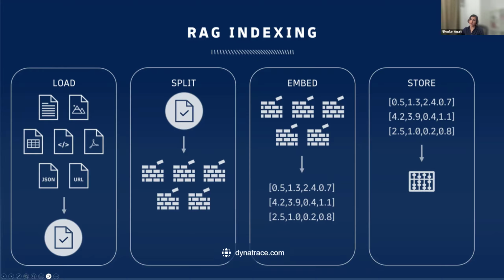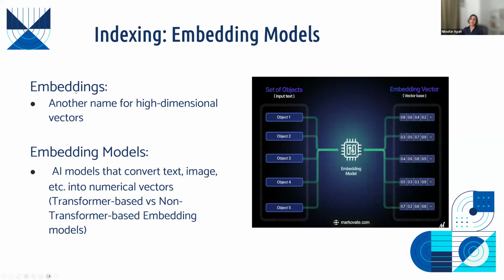Let's go into more detail about embedding. Embedding is another name for a high dimensional vector. Those objects, those texts, words, and sentences, need to be converted into numeric, high dimensional vectors. Sometimes the dimensionality can be 300, 700, or thousands, so it's large. Embedding models are those models that convert text and images into numerical vectors. Something we have to pay attention to at this stage is selecting the right embedding model, and it's our job to do so.